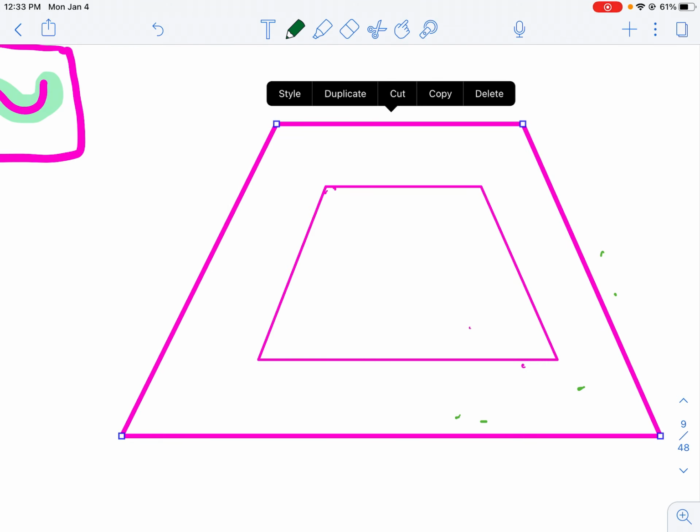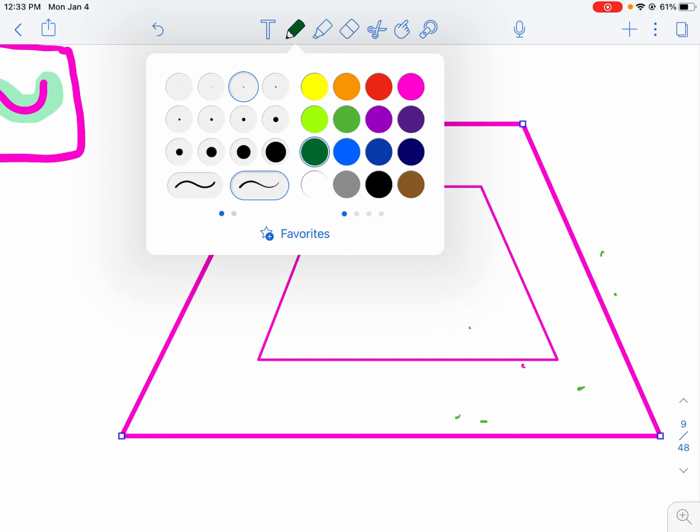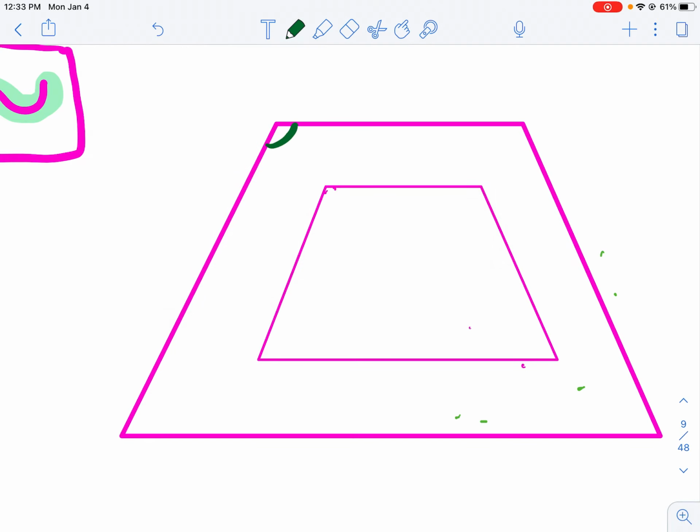So angles have to be the same, right? So this angle has to be the same as this angle. This guy has to match with this one. This guy has to match with this one.